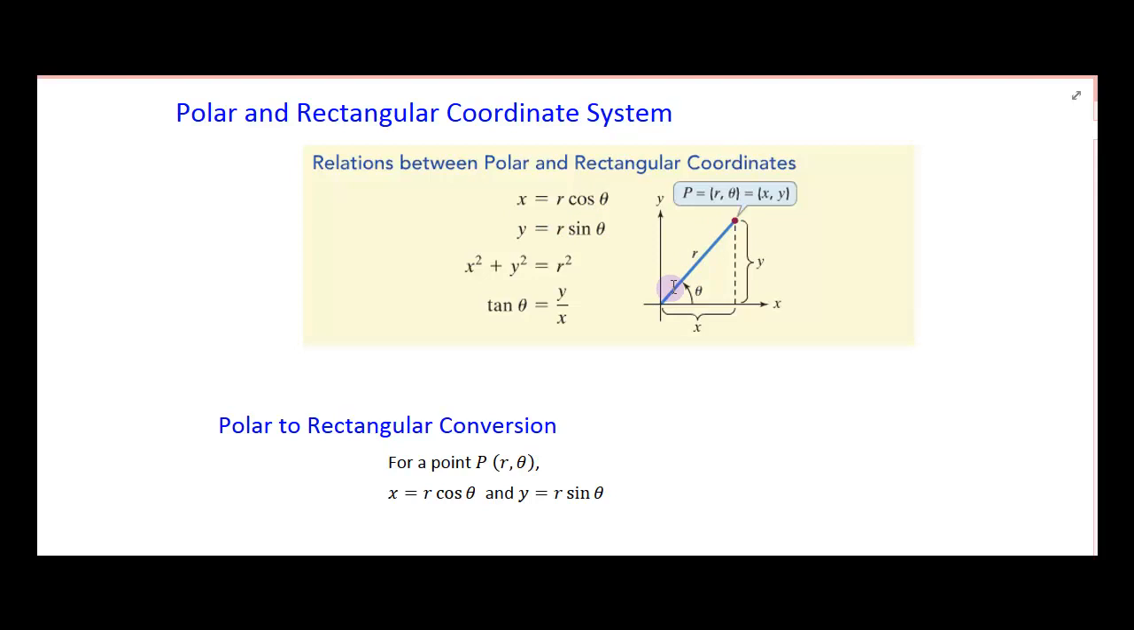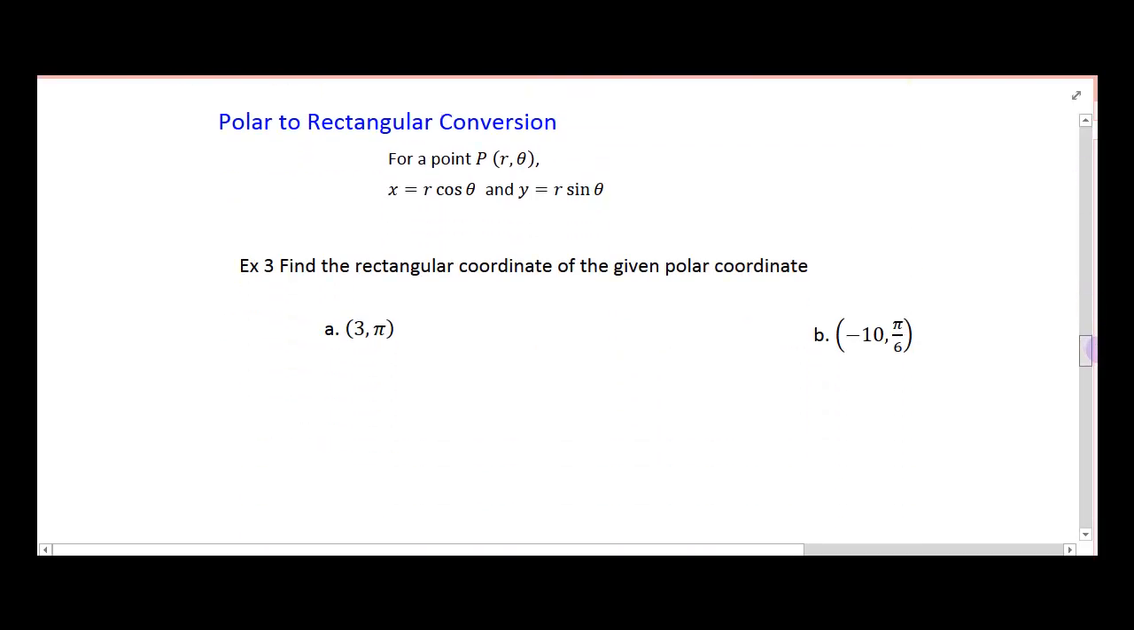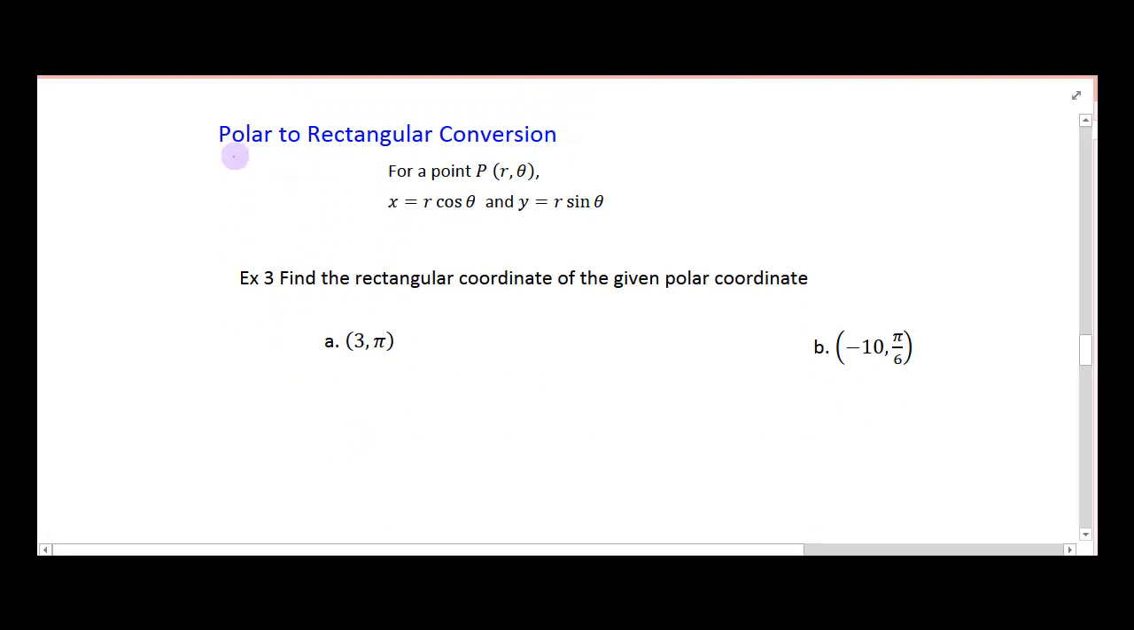Of course, this r right here, which is the hypotenuse of a triangle, can be found by Pythagorean's theorem. And then theta is represented by inverse tangent of y over x, or the tangent of theta is equal to y over x. So those are the relationships that we have that are consistent in helping us move between polar and rectangular coordinates. So in this first set, we want to talk about converting from polar into rectangular coordinates.